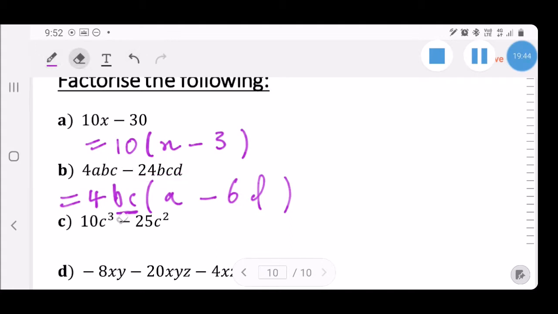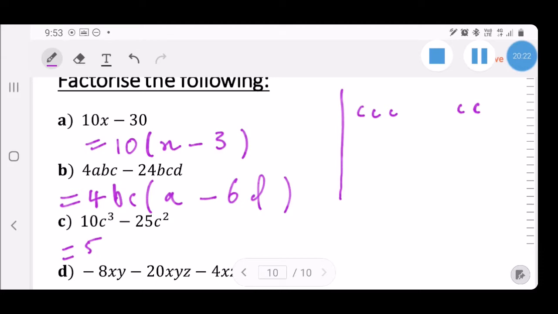Okay. Couple more. 10C cubed minus 25C squared. All right. Well, what is the highest common factor of 10 and 25? That would be 5. Now, C cubed and C squared. All right, so I'm just going to scribble off to the side here. C times C times C is C cubed. C times C is C squared, okay?